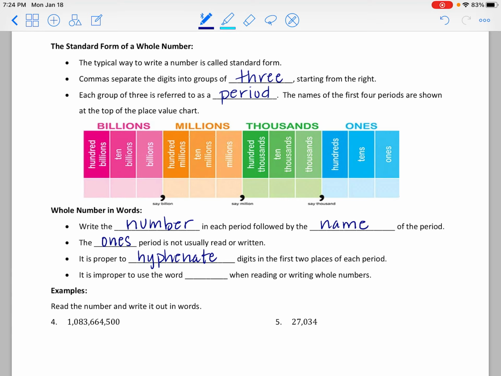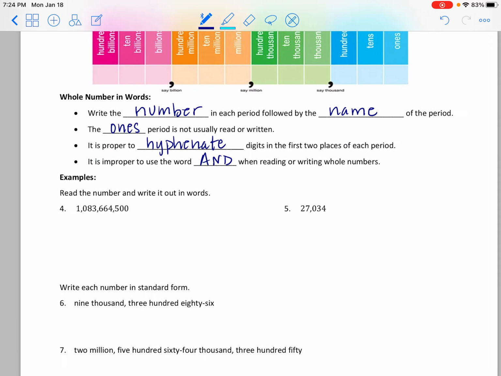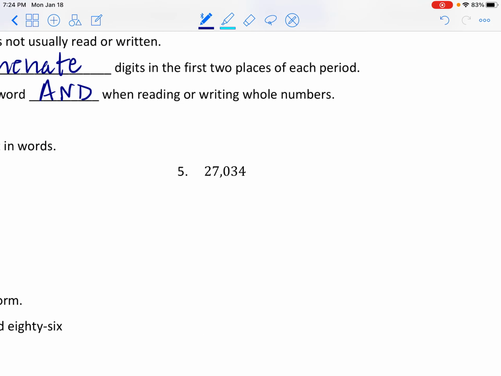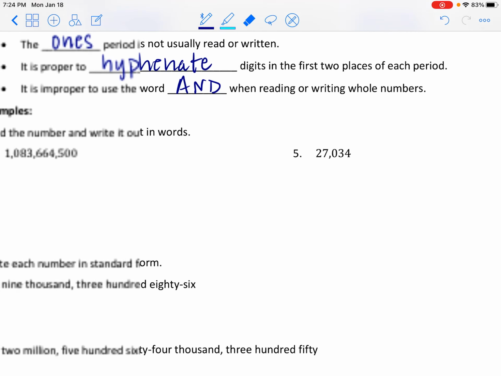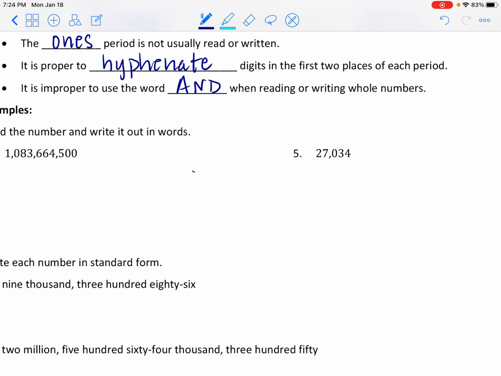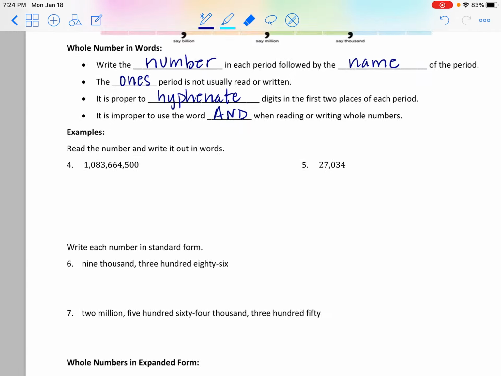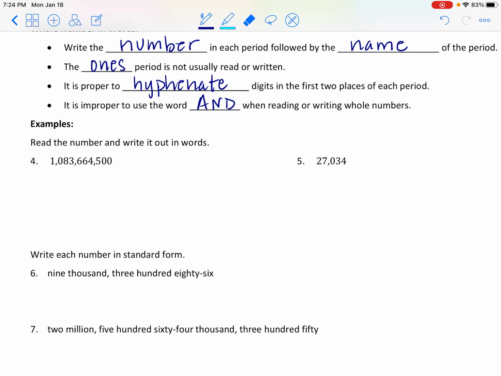And we typically do it, but it is improper to use the word "and" when we are reading or writing our numbers. So sometimes we would hear people say, this is 27,034. We don't want to use that word "and" with a 34. We typically use the word "and" for mixed numbers. Like if we saw 3 and then a half, this is a mixed number, we'd say 3 and a half. But it's improper to do that for whole numbers, okay?